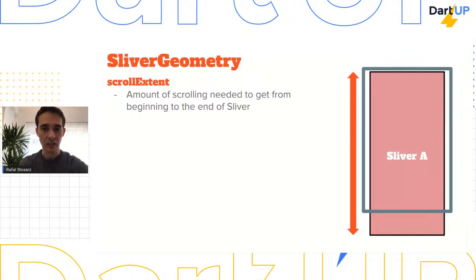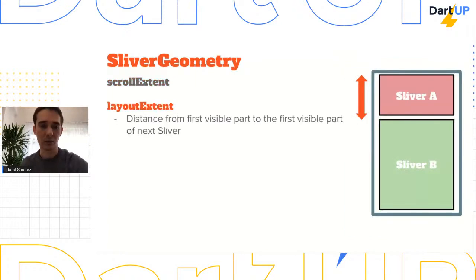Sliver geometry is slightly easier, and this is the element that we can easily override inside of our render sliver object. First of all, of course, the scroll extent: the amount of scrolling needed to get from the beginning to the end of the sliver. So the whole absolute size, even outside the visible area. Then the layout extent, where the sliver can say, okay, I would like to take only, I don't know, for example, 100 pixels.